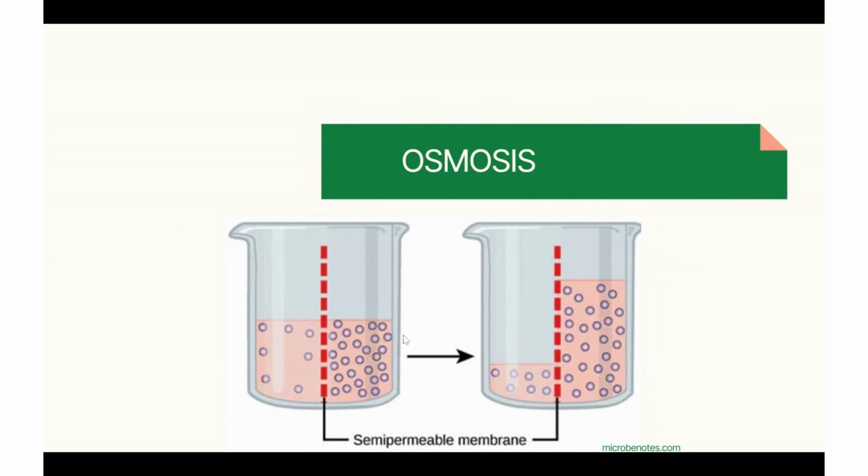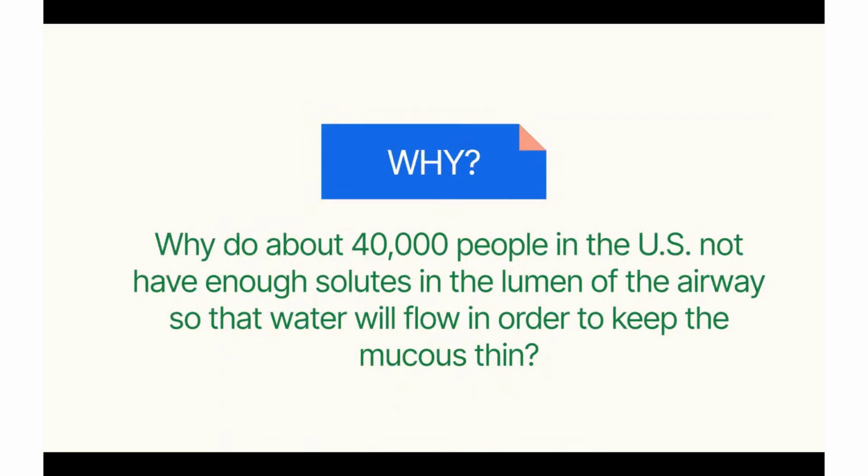Do you remember this? That water flows in the direction toward more concentration of solutes to keep the ratio of water and solutes even? So then that changes our question. Why do about 40,000 people in the US not have enough solutes inside the airway so that the water will flow in order to keep the mucus thin?